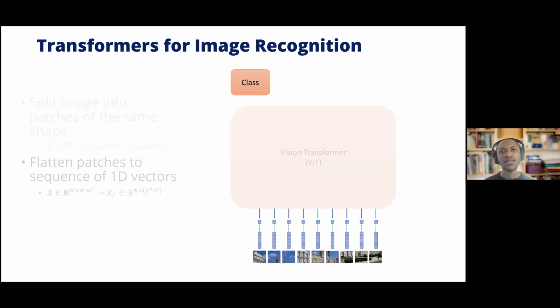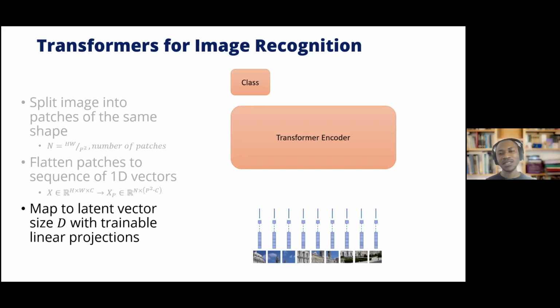So what we do next is map these input patches, or this 1D vector, into a size D latent vector by using a trainable linear projection. What that means is basically using a very small MLP, multi-layer perceptron, with the weights shared across all the input patches to give us the size D latent vector. That is now the input into the transformer encoder that will be used for the classification. And this is called the patch embedding.